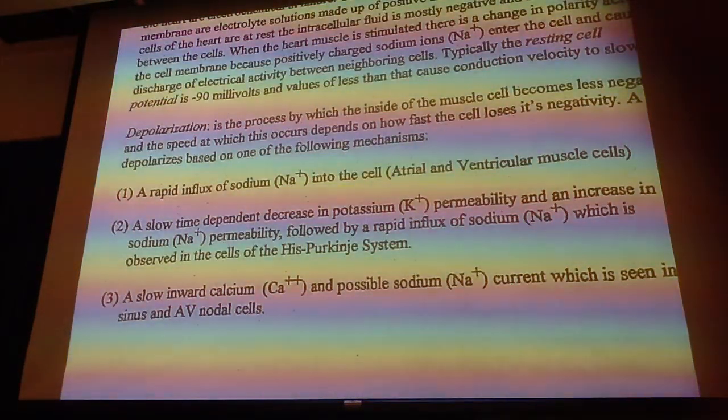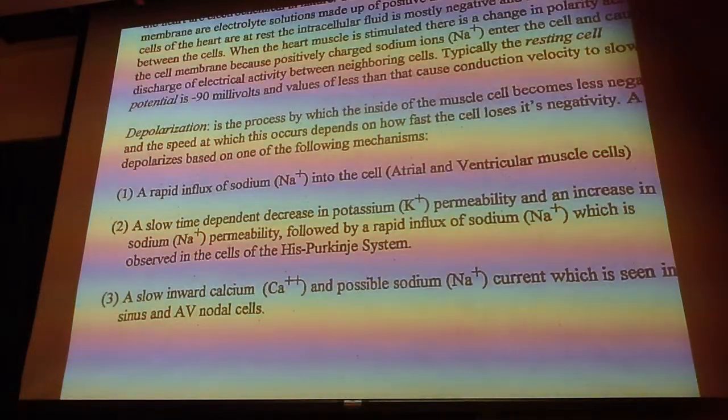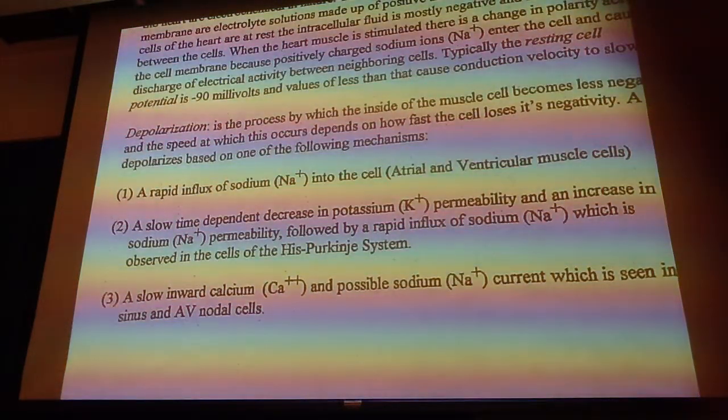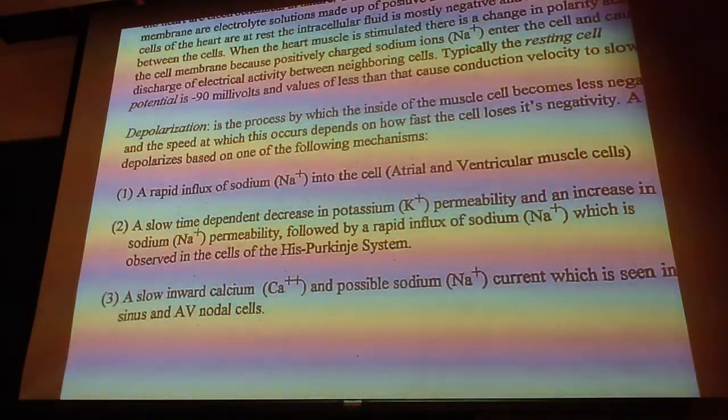Ashley, why is calcium a part of the AV node? Don't know. Mr. Andy?